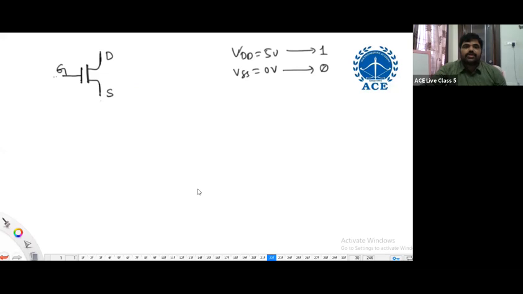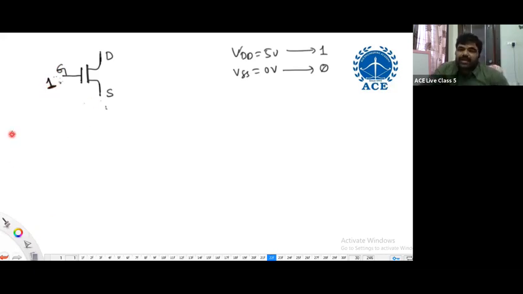Gate to source potential must be positive, then only it can switch on. Once again, gate to source potential must be positive to switch on. So we need to connect the gate at a positive potential only, which means the gate must be at a higher potential than the source. Here we have only two possibilities, logic 1 or logic 0. Then what should be connected to the gate? A logic 1 only.